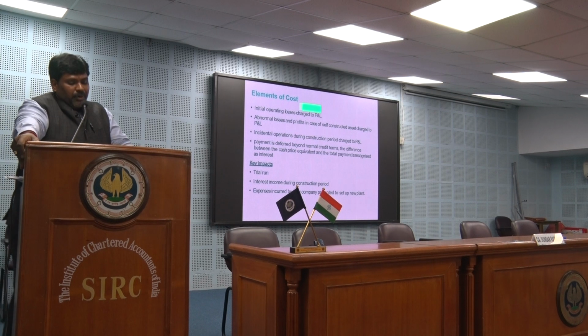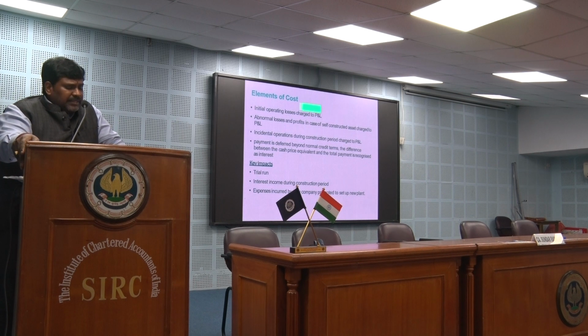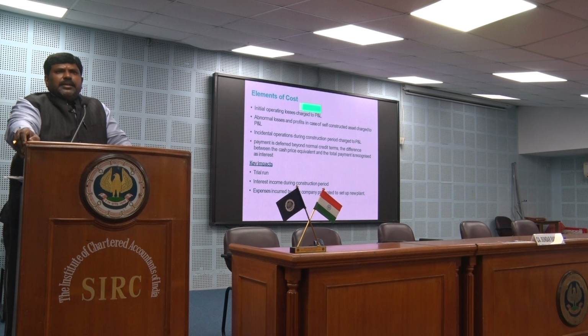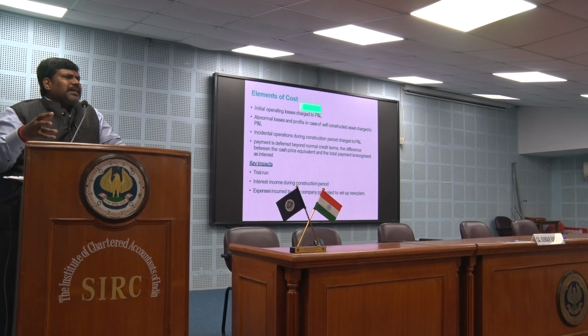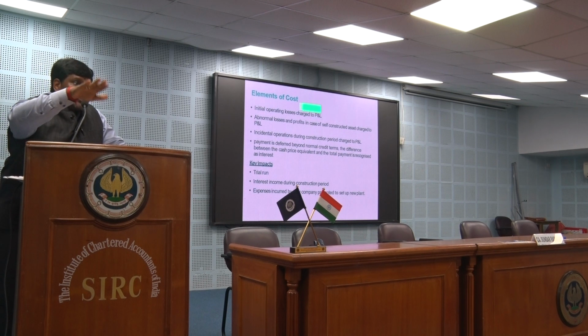Abnormal losses and profits in case of self-constructed assets. Incidental operations during construction period. For example, I am constructing a big mall, and it takes 3 years, 4 years, 5 years, and the construction happens in a phased manner, and during such time I have open spaces where I permit some event happening, I permit some car parking facilities, etc. These are all maybe unrelated expenditure also.